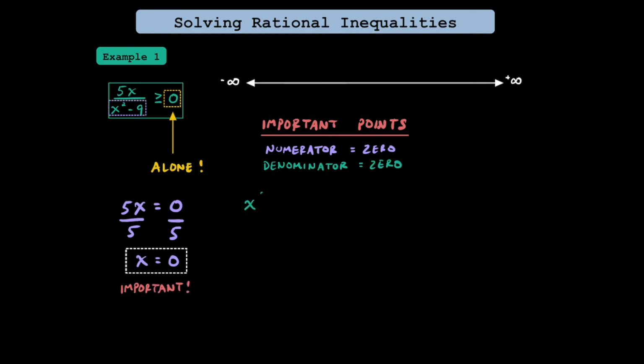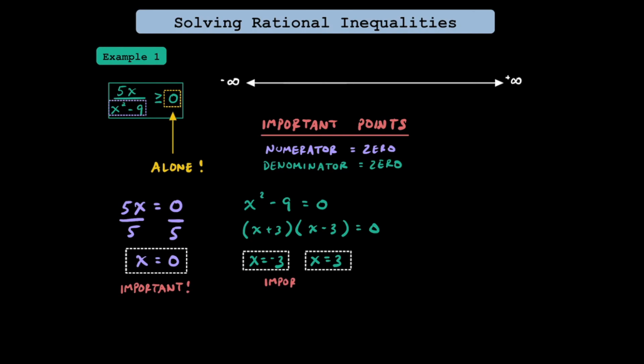Now let's set our denominator equal to 0. So we have x squared minus 9 is equal to 0. Well, we could solve this using square roots. I'm going to factor this by using difference of squares to get you in the mindset of factoring. The value for x that makes this 0 is x equals negative 3, and the value that makes this binomial go to 0 is x equals positive 3. These are 2 more points that are important.